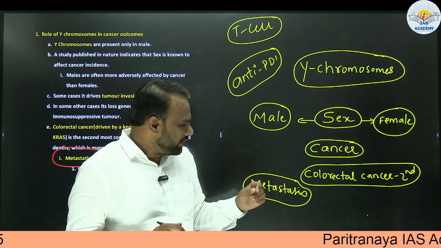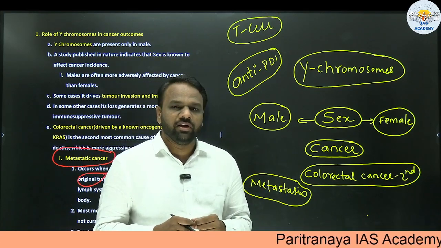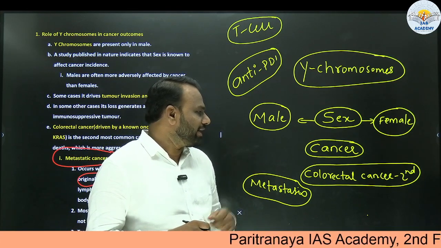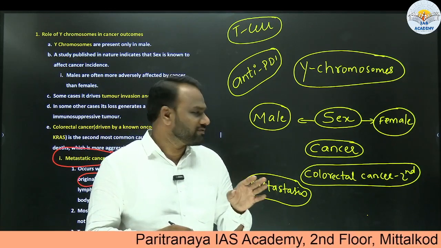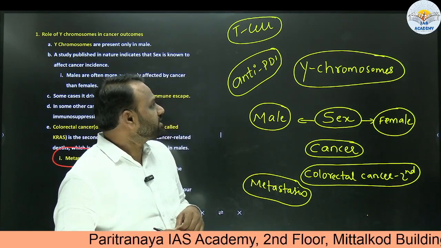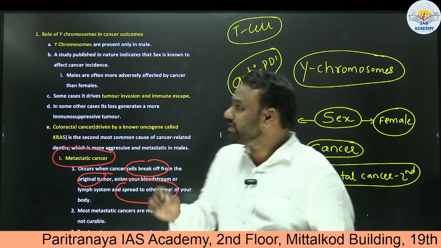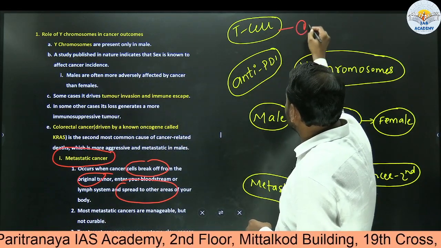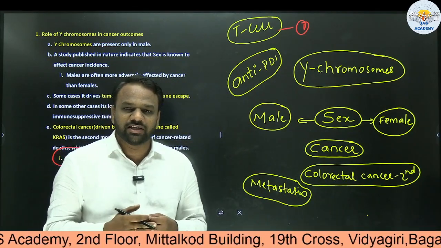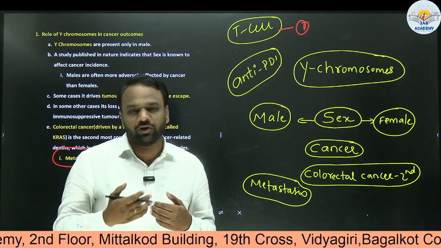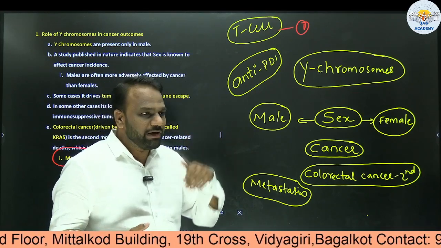Similarly, they have mentioned that colorectal cancer is the second most prevalent cancer. Again, this data is very important from both prelims as well as mains point of view. Next, one more term has appeared, that is T cell. If you look at the previous year question papers, they have already asked a question on T cells. What are these T cells? Whether they are beneficial to human beings or not. T cells are beneficial.